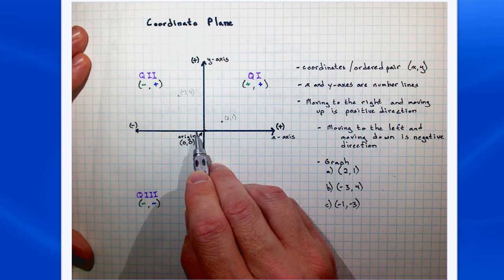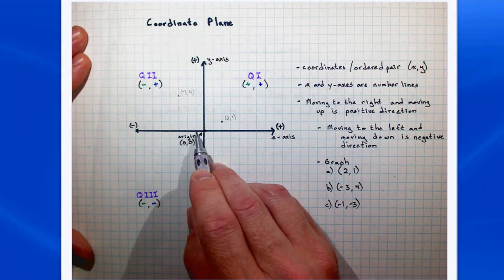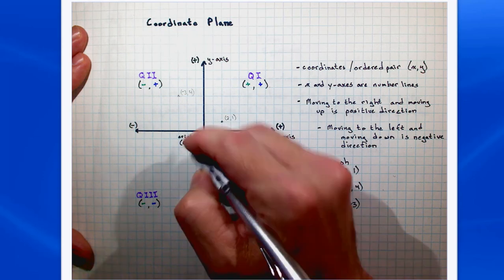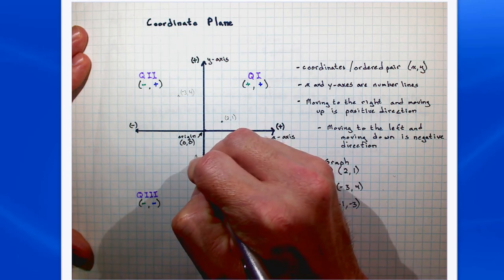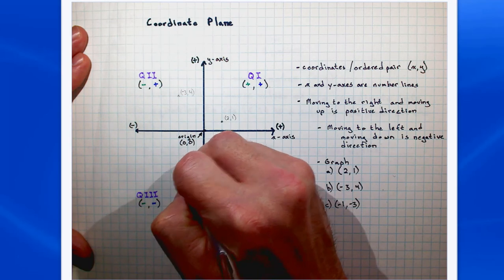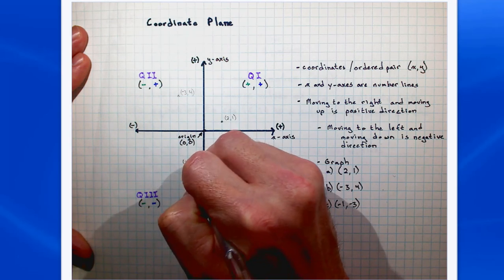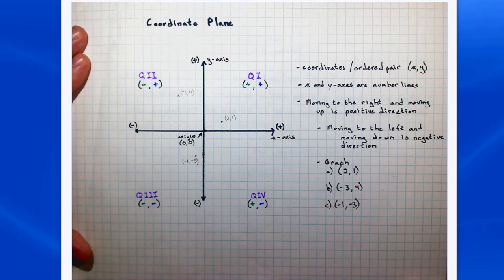the left, and then y tells me I need to move down because it's negative 3 units. 1, 2, 3. And I have graphed my 3 points. There is a -1 and a -3 right there. Okay. So that is the coordinate plane or the Cartesian plane and being able to graph on it.